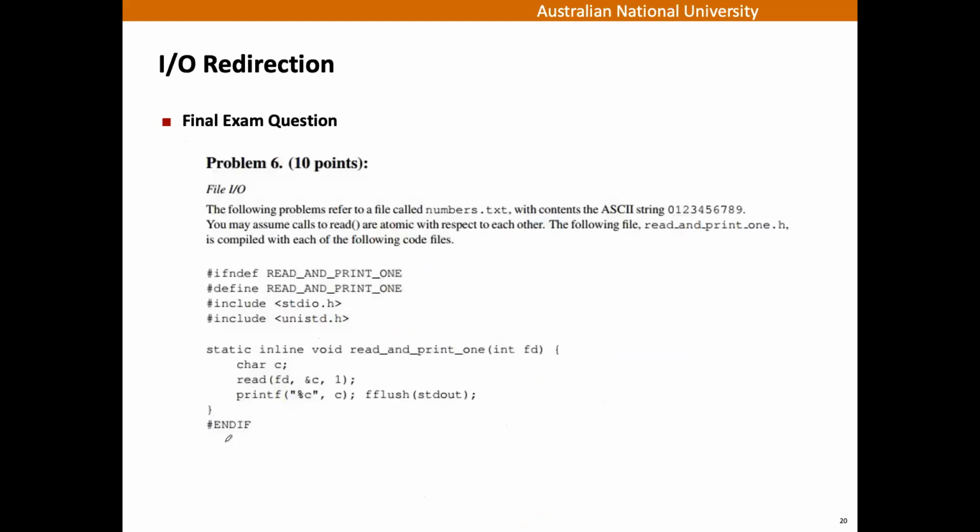The following problems refer to a file called numbers.txt, which has a string 0, 1, 2, 3, 4, 5, 6, 7, 8, 9. The calls to read are atomic with respect to each other. The following file, read and print 1.h, is compiled with the following flag.